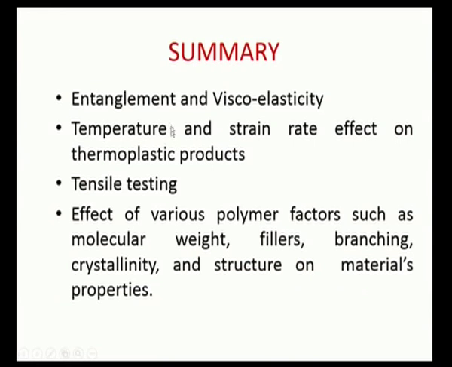Summary. In today's class, we started with entanglement and viscoelasticity, and the two main things viscoelasticity depends on are temperature and strain rate. So the temperature and strain rate effect on thermoplastic products is very vital in understanding the viscoelasticity of polymeric materials. In order to understand viscoelasticity, we discussed tensile testing, the way the material is subjected to test, from which one could understand the viscoelastic properties. And then we also discussed the inherent polymeric factors such as molecular weight, fillers, branching, crystallinity and structure, and how all these affect the material properties and finally the viscoelasticity.